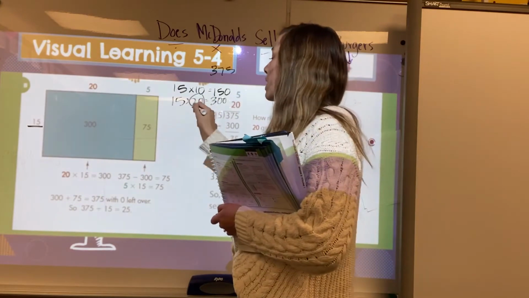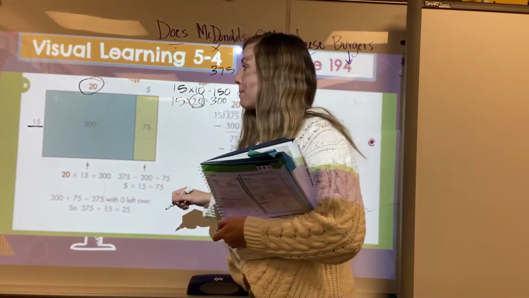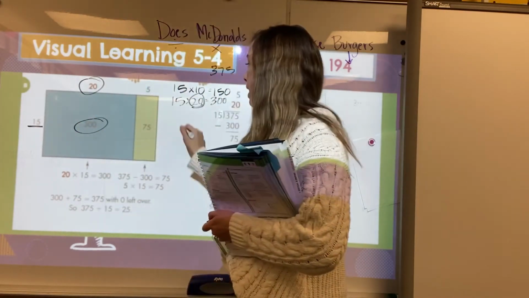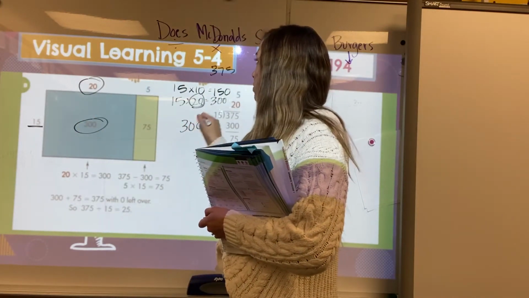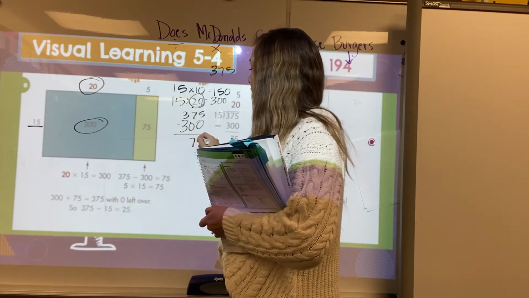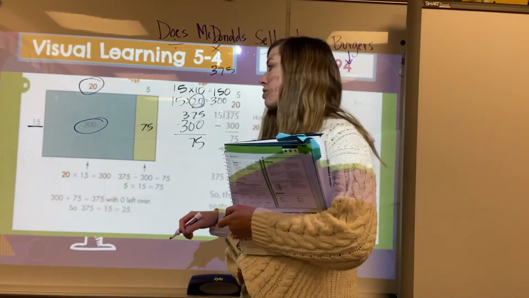So here is where it's like a guess and check. Here's where they're getting that 20 up there. And so then they know 15 times 20, that's where they get that 300. So then you take your 300 and subtract it from your 375, and you get 75 left over. That's how they're filling in this extra little section.